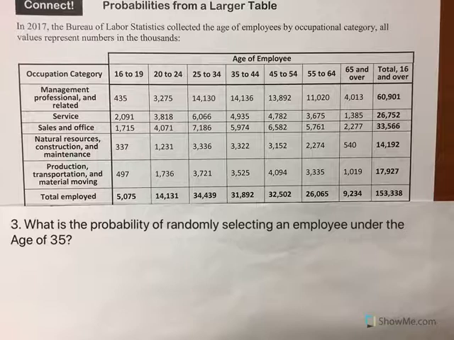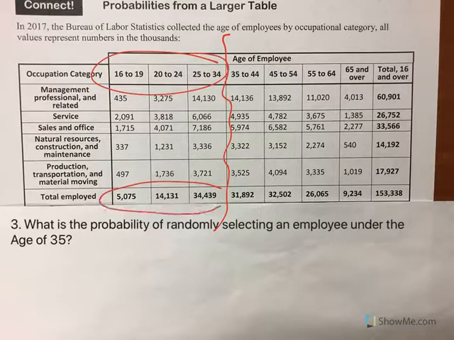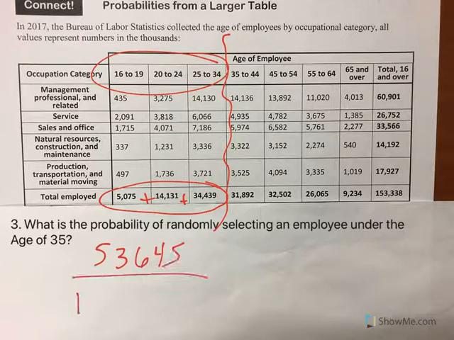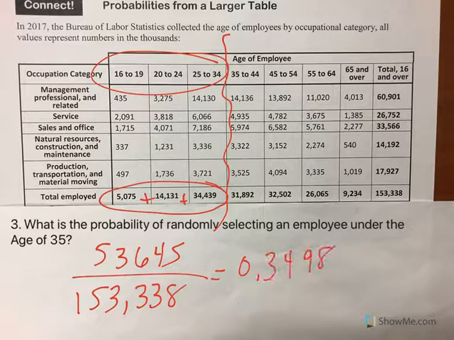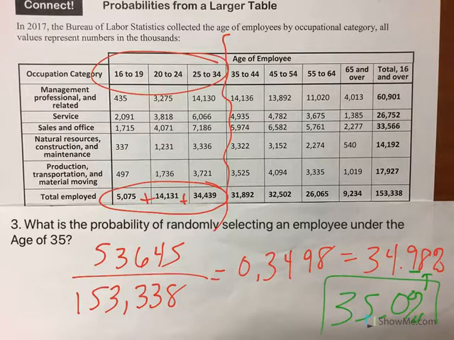What is the probability of randomly selecting an employee under the age of 35? Well, all of these people are under 35, so I add these three together to get the total, which is 53,645, and I divide by the total of 153,338. That gives me 0.3498. And if we're going to percent, that's 34.98%. If I'm going to the nearest tenth of a percent, 8 rounds up, that would be 35.0%.